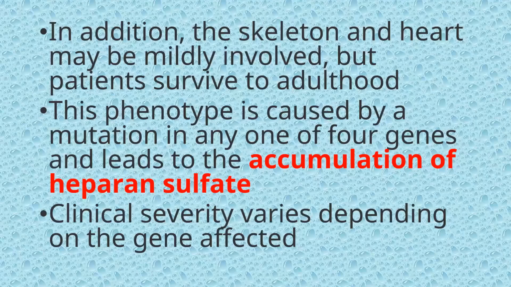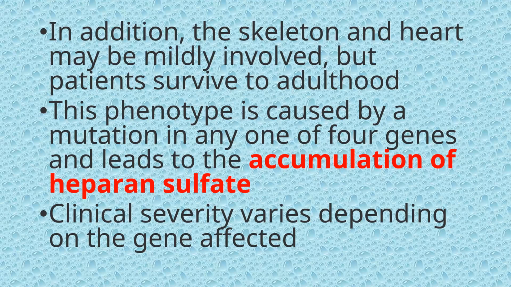In addition to the skeleton, the heart may be mildly involved, but patients survive to adulthood. This phenotype is caused by mutation in one of the 4 genes and leads to an accumulation of heparin sulfate. Clinical severity varies depending on the gene affected.